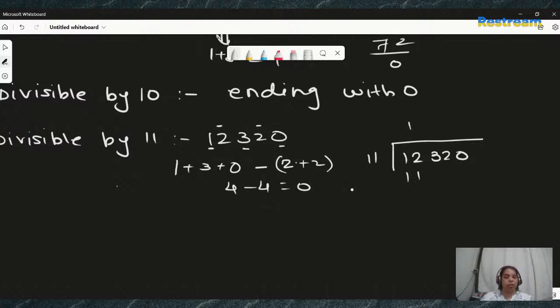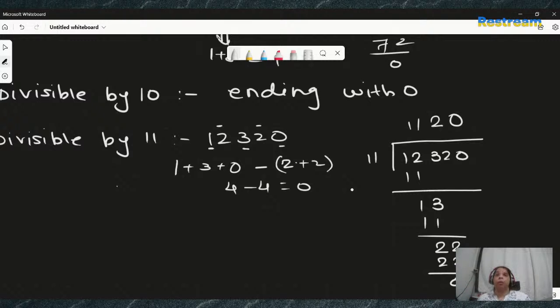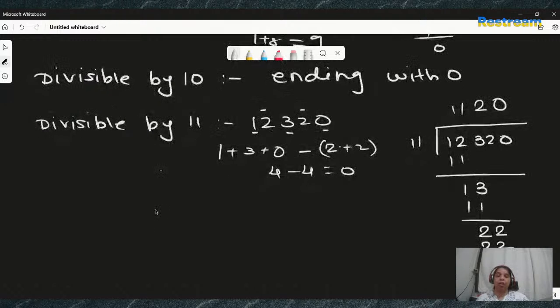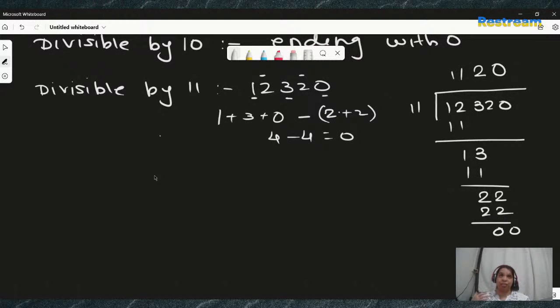So 11 times 1 is 11, 1 comes down. Again times 1 is 11, 2 comes down. Then 2 will come here. Times 2 is 22, 0, then 0 will come here, so 0. So 11 times 1,120 is going to give me 12,320. So I know that this number is divisible by 11 because the difference between the sum of the odd place digits and the sum of the even place digits is 0. So it can be 0 or it can be 11. It doesn't matter.